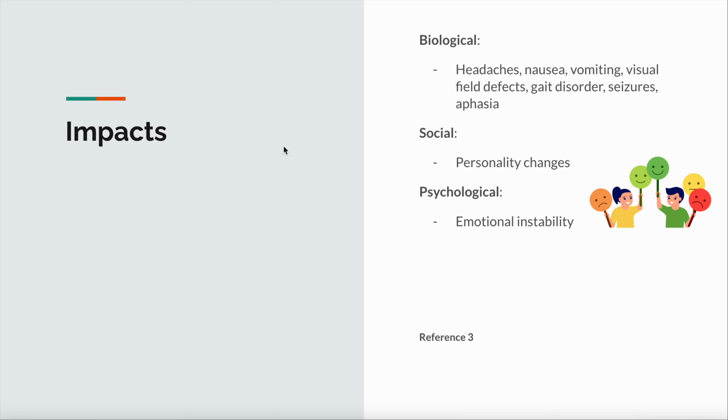A psychological effect is emotional instability. While personality changes can impact your social life, they can also affect you from biological and psychological standpoints. So these personality changes, while I did put them under the social impacts, they really could be biological, psychological, and social impacts.